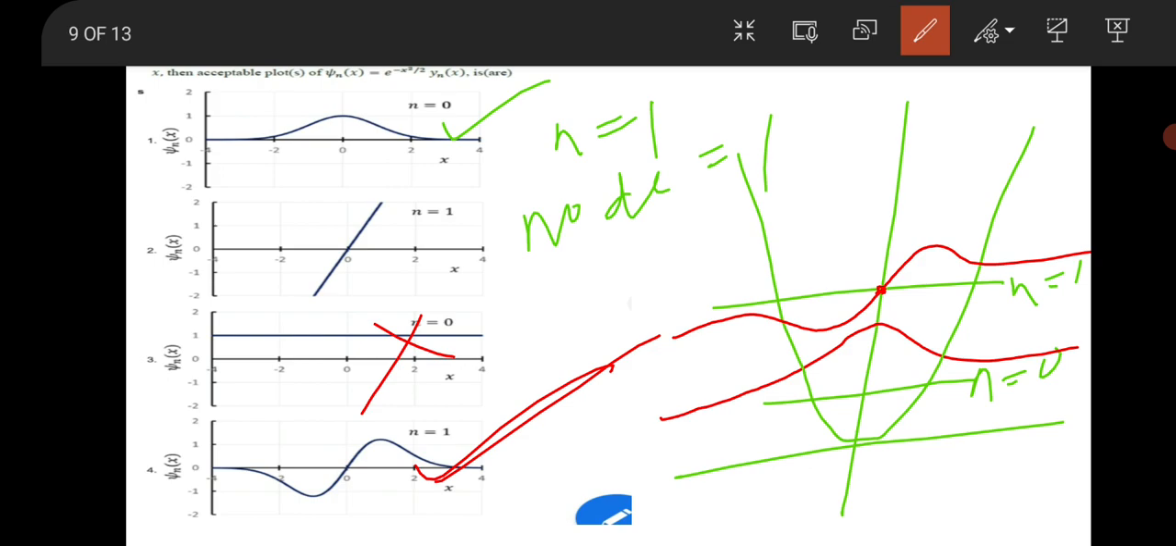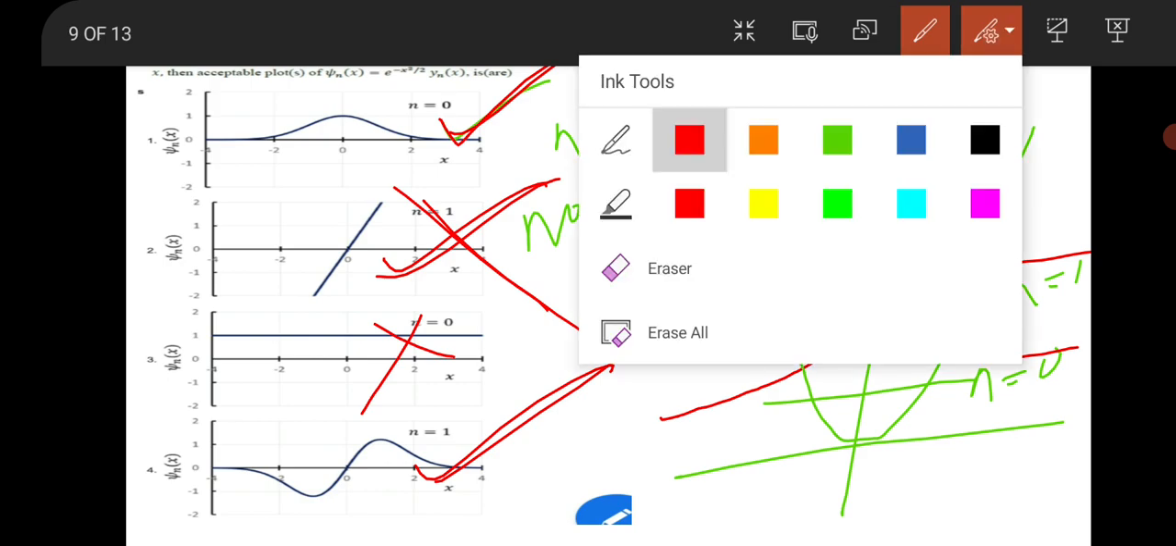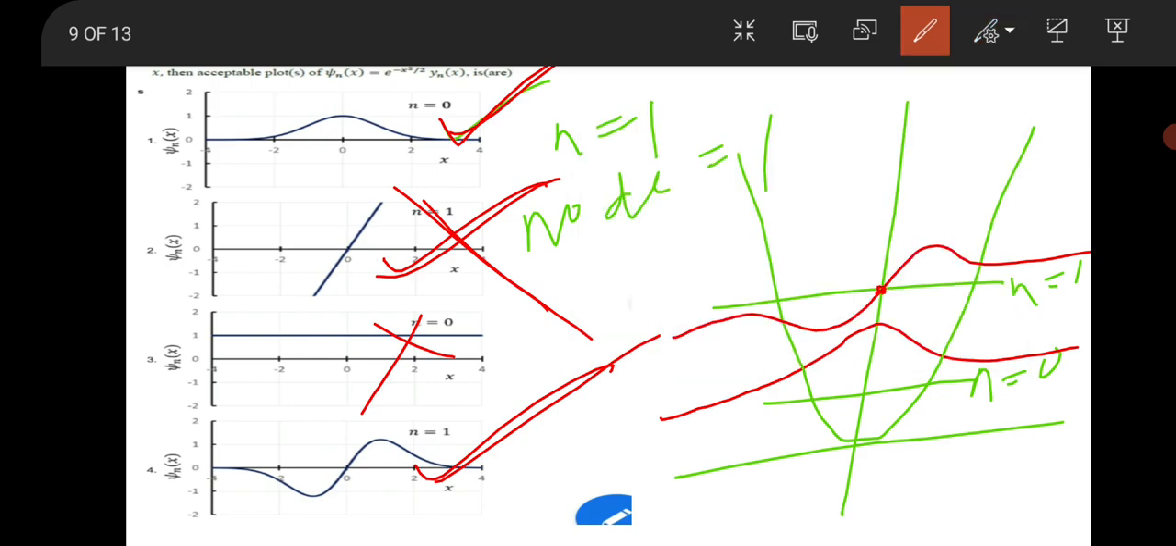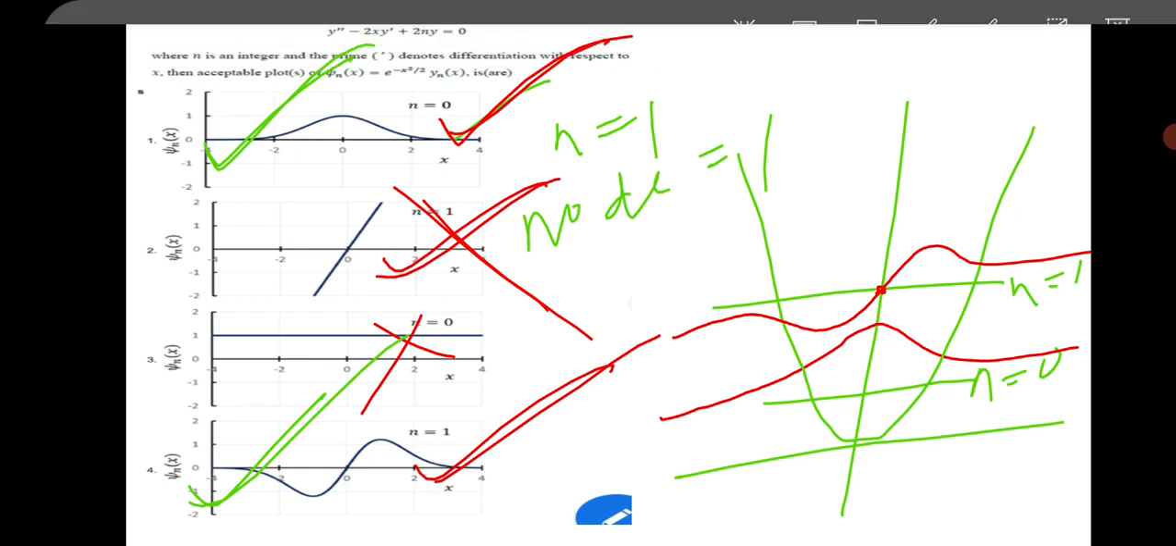So this is a wrong description for the n equal to 0 state, because for n equal to 0 state you should get a Gaussian wave function. So this is right. For n equal to 1, this straight line is not a possible wave function. So the possible wave functions for the given Hermite function are n equal to 0, which is described by a Gaussian function, and n equal to 1, which is a function with one node. So options 1 and 4 are the valid acceptable plots for the given function. This is a question in the MSQ section.